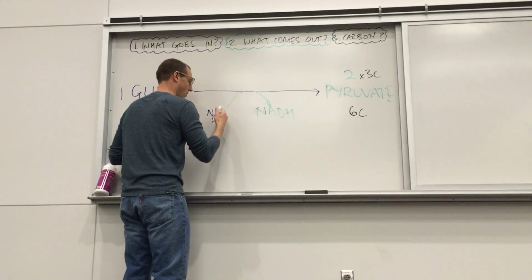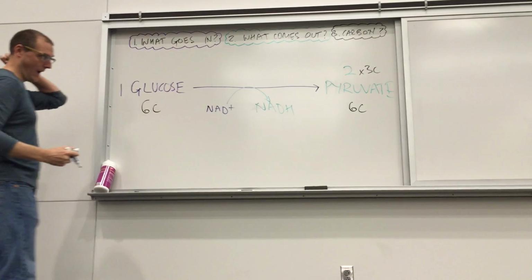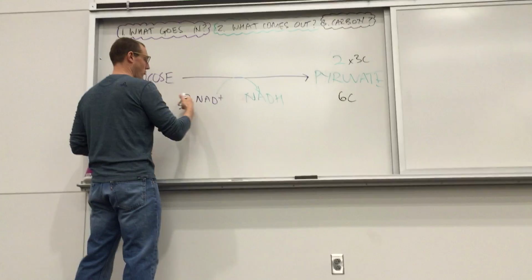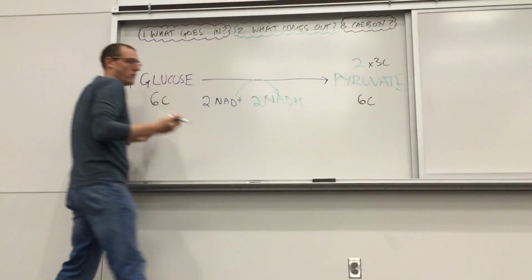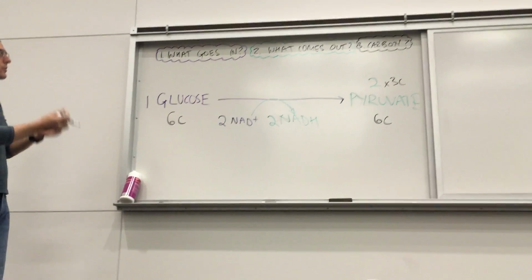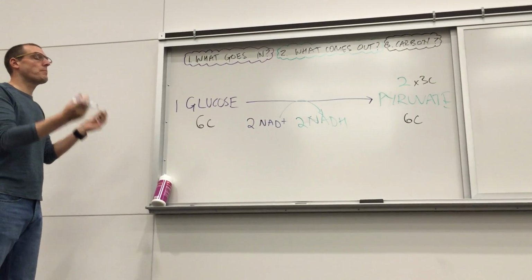NADH, NAD+ goes in. Okay? NADH comes out. So how many? 2. Got to conserve matter, so you've got to balance these things. So we get out of this process 2 NADH. What is the point of NADH?